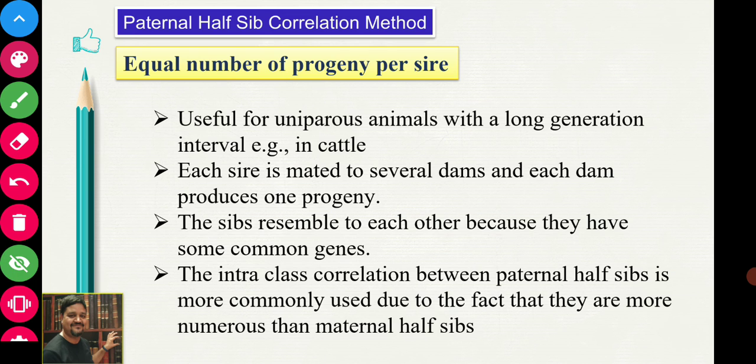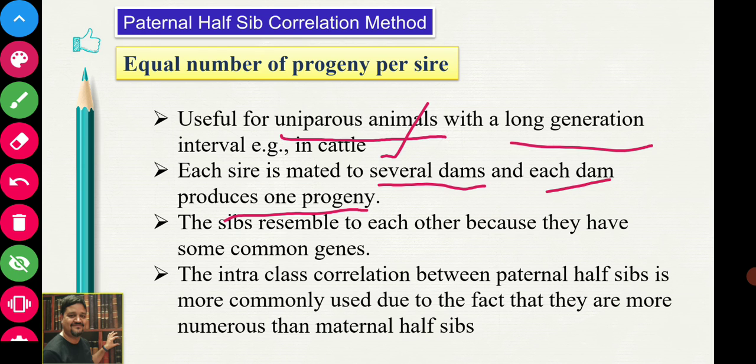So why paternal half sib correlation method? Because it will be useful for uniparous animals with long generation interval. Example, cattle and buffalo. So in cattle and buffalo we can go for the paternal half sib correlation method. Here each sire is mated to several dams and each dam produces one progeny. So we will have one progeny per dam, not per sire. One progeny per dam. And each sire will be mated to several dams. So the sibs resemble each other because they have some common genes. So this is based on the resemblance between relatives.